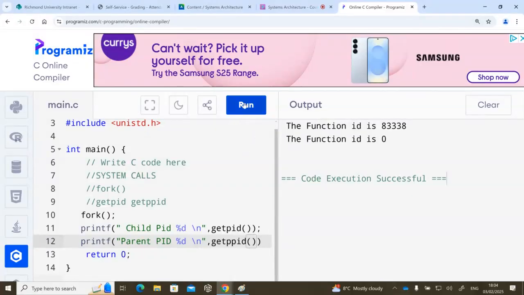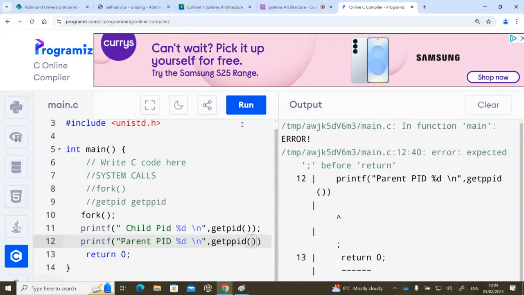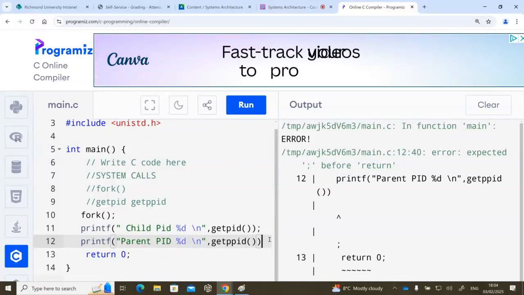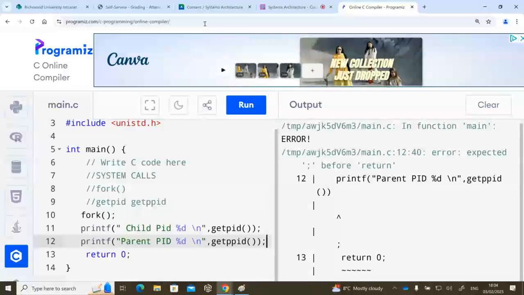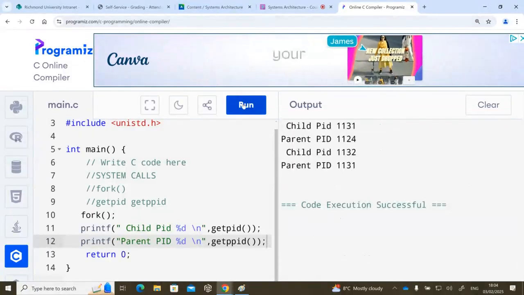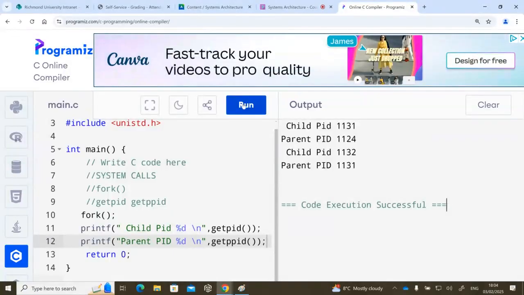If I run this, let's see what happens. Fingers crossed. Error. What is the error? Yeah, we missed the semicolon here. Very good. Let's run it again. And look at that. So can somebody explain what is going on?